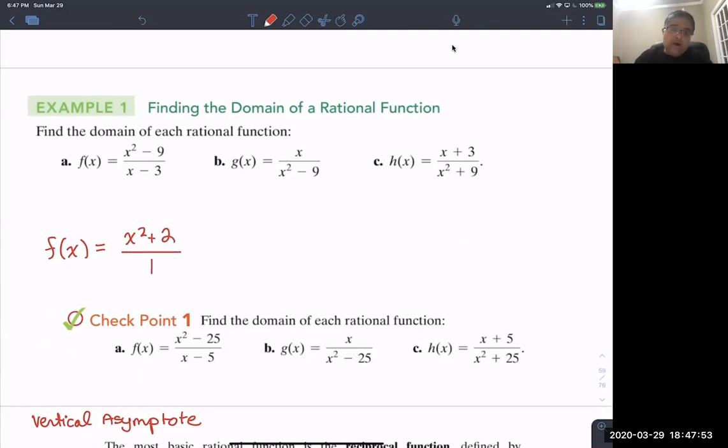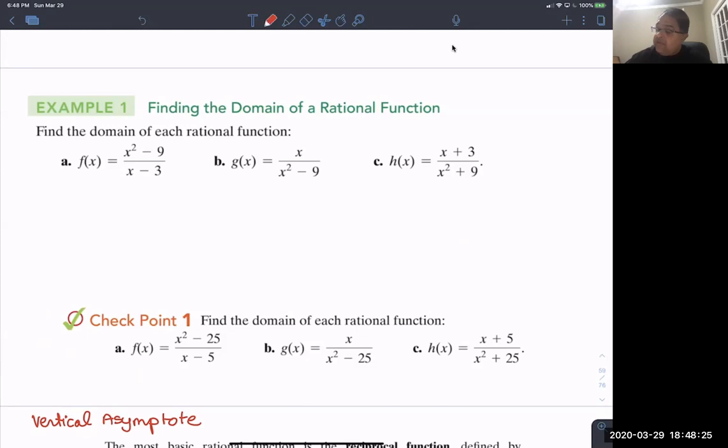So in this situation, a polynomial function is a rational function whose denominator is 1. There's no value of x that makes the denominator 0. You could try it. You could plug in different values, but there's nothing that you can plug in for x that makes the denominator 0. So you're good. So the domain for all polynomials is all real numbers. But this is not necessarily the case when you're talking about other rational functions.